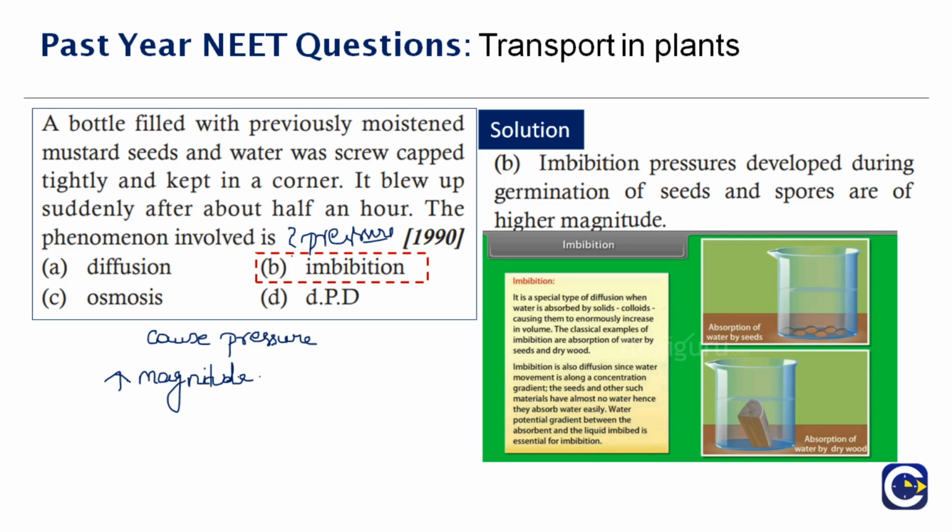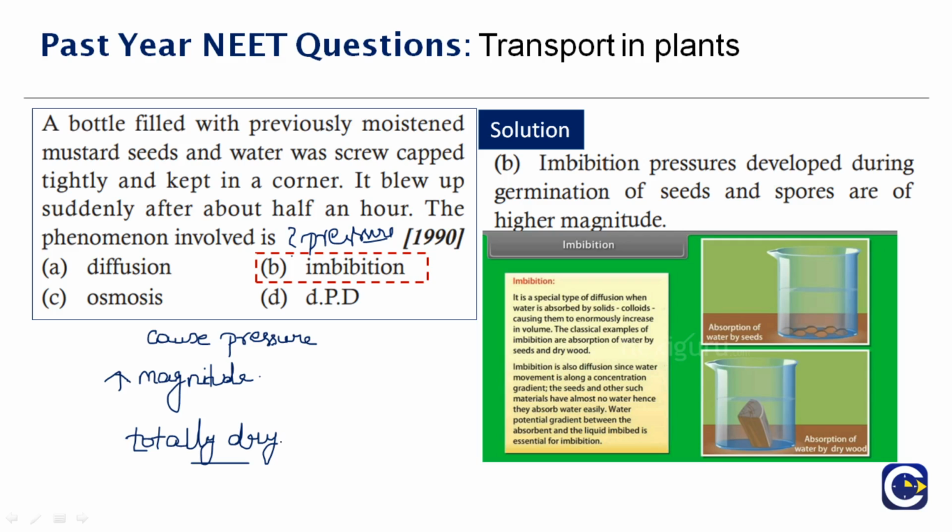See, imbibition is a special type of diffusion when water is absorbed by solids. So what all systems can absorb this? Imagine a system is totally dry, and imagine the system comes in contact with water. It will immediately absorb water. So when dry seeds and dry wood come in contact with water, they immediately absorb water. Imbibition is also diffusion, since water movement is along the concentration gradient.